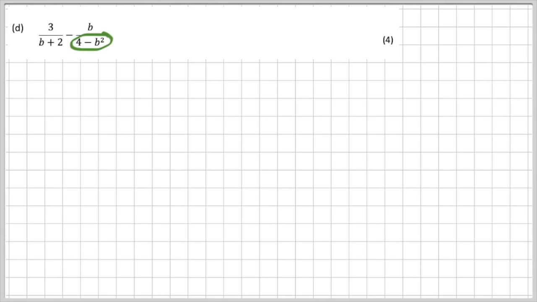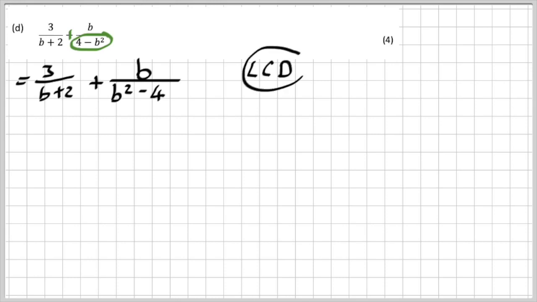everything points towards LCD. But before I can do LCD, I've got to first swap that 4 and the negative b squared around. Because there is a negative, I've got to make that negative in front a positive. By making that negative a positive, I can swap around the b squared minus 4. I want to get an LCD, but I can't, not while there are terms that can be factorized.